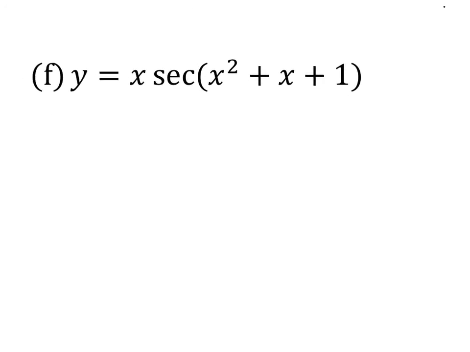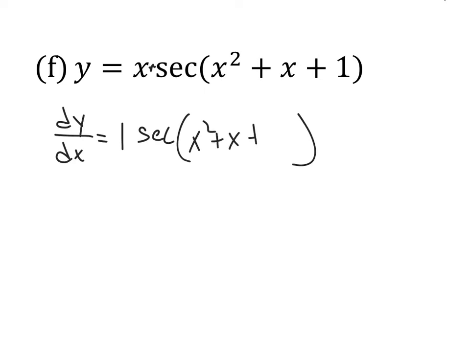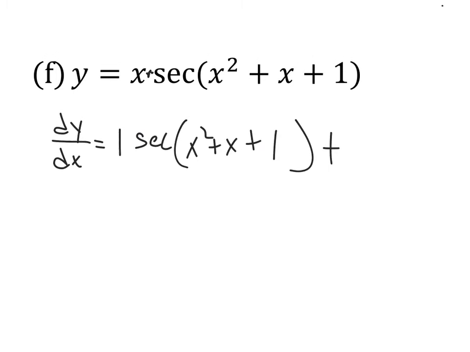Well, this one's got a couple steps because we've got a product rule now. So let's bring it all together. First, we got the product rule. Product rule says derivative of the first. Derivative of the first is 1 times the second, which is the secant of x squared plus x plus 1, plus the first, which is x, times the derivative of the second.